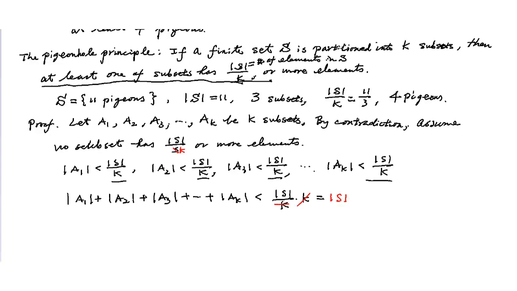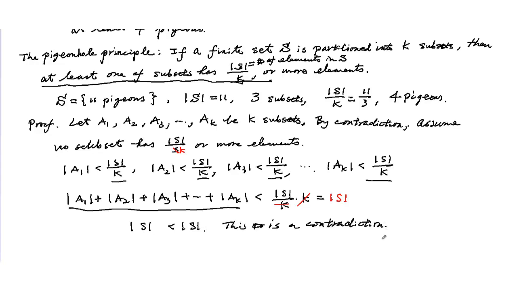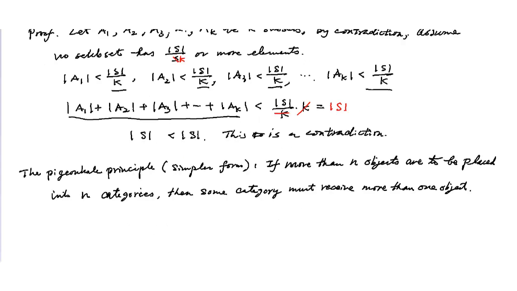So this altogether is the cardinality of S, because you have K subsets. They are disjoint, so the cardinality will be the sum of them. That will be this, and then it's less than this one, and this is a contradiction, right? So the contradiction proves the statement.